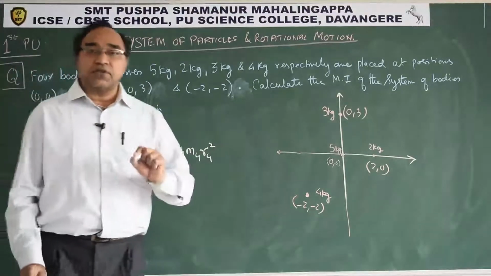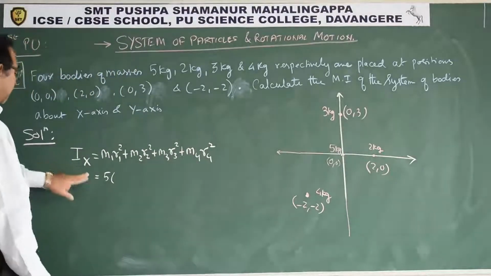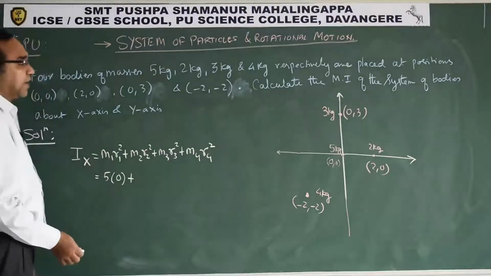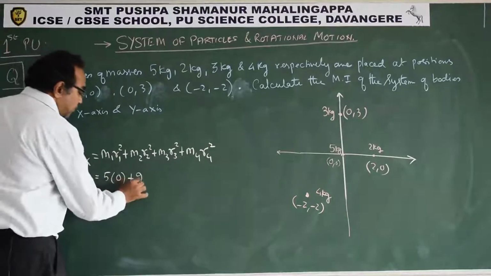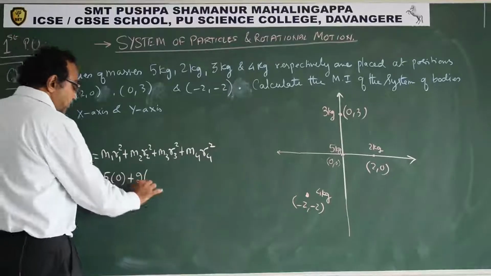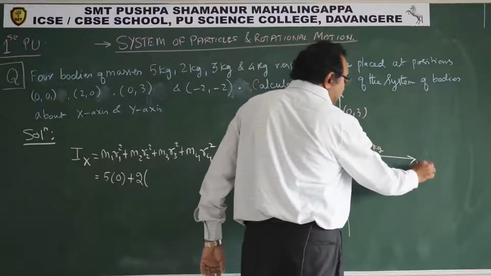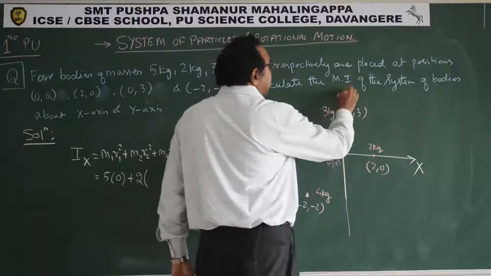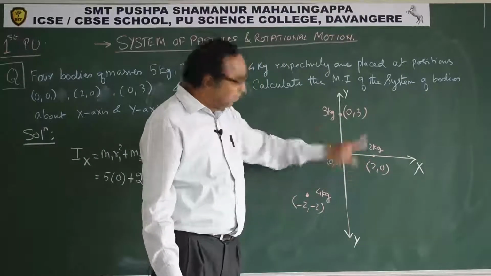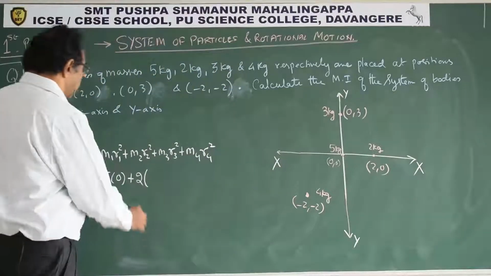r1 is the distance from the axis of rotation. So the axis of rotation is taken as the x-axis. So it is at the origin. The second one I am taking is 2 kg. What is the distance of 2 kg from the axis of rotation? This is our x-axis and this is our y-axis. So what is the distance of the 2 kg mass from the x-axis? 0, because it is on the x-axis. That is why it is 0.